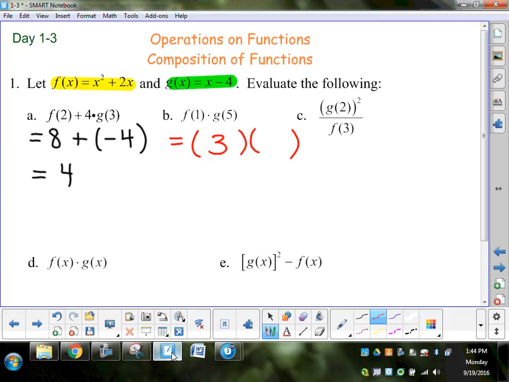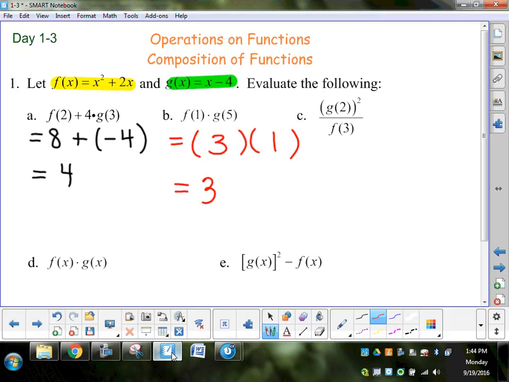5 minus 4, which is? There we go. Now, take the product of those two, and Tammy, what would you give as your final answer? No? 3 times 1?